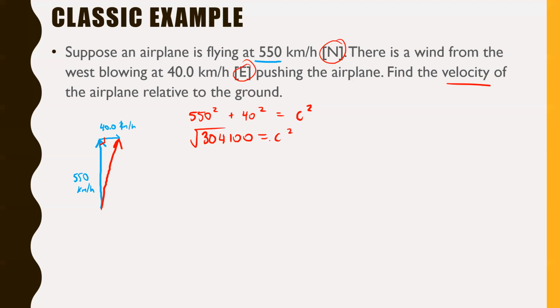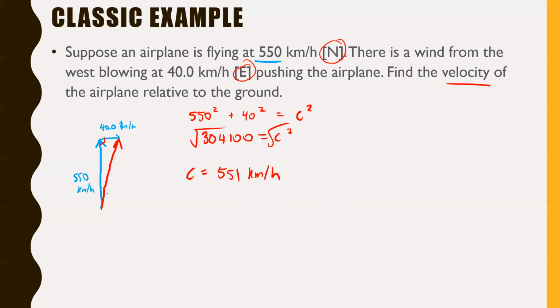We want c, so we got to square root both sides. So square rooting that gives us, looks like we need 3 sig digs here. So for 3 sig digs, we've got c equals 551. Ooh, what a boost it got over that 550, huh? 551 kilometers per hour. That's funny. I actually didn't know it was going to be that pathetic. Wow, that hardly got a boost at all. Okay, so 551 kilometers per hour.